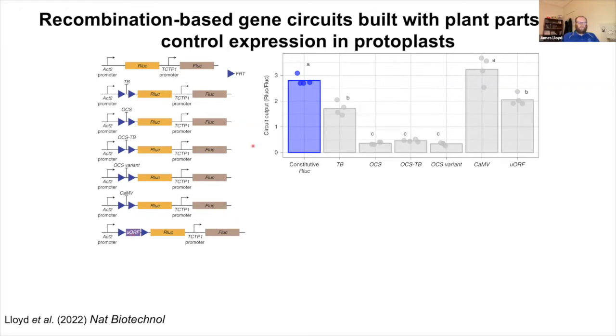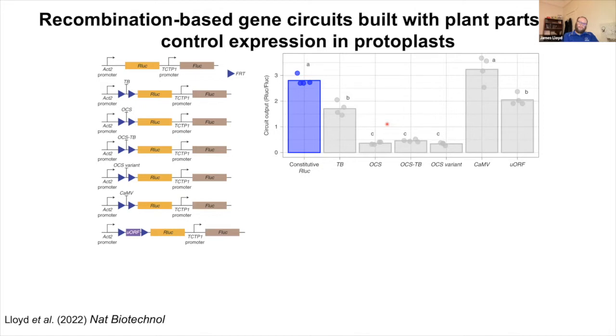So we tested a range of these in protoplasts to see which one inhibited expression the best. While the transcription block and the uORF did inhibit expression to some extent, it was not very impressive. But the OCS terminator and all its variants did. And so we've been able to turn our gene expression off with OCS quite effectively. To our surprise, the cauliflower mosaic virus terminator did not function very well. It did not inhibit gene expression.